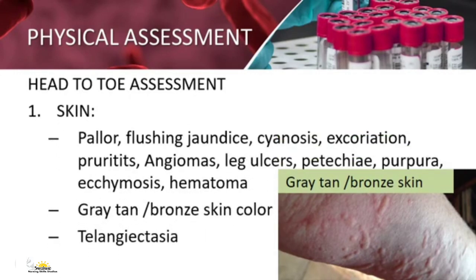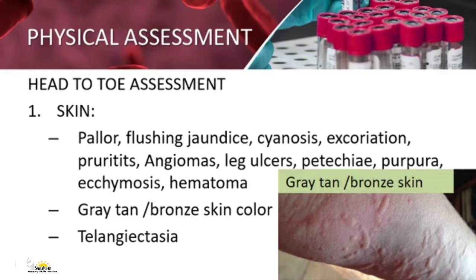Firstly, we are going to assess the skin, because the major changes of the hematological system will be found in the skin. So in skin, pallor. Pallor is nothing but a decreased or absence of the skin coloration. The skin will look very pale. That is called pallor, which we can see in the decreased Hb level condition.